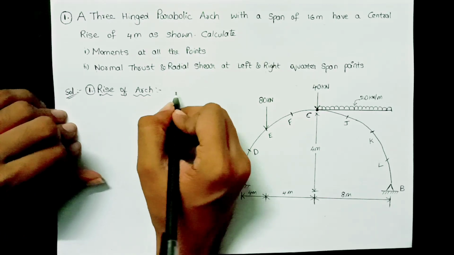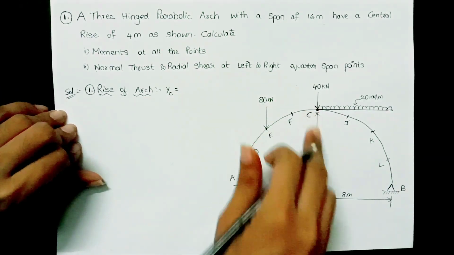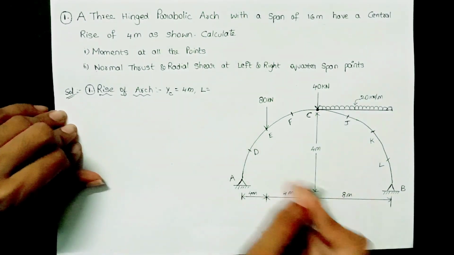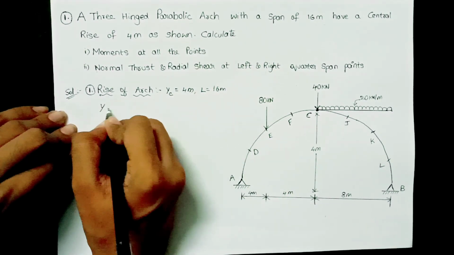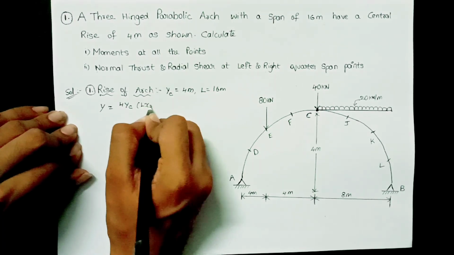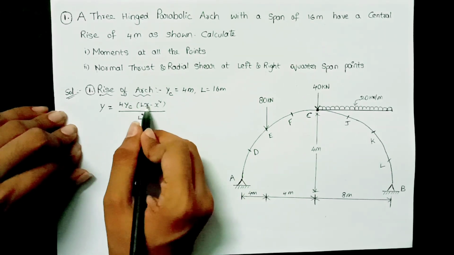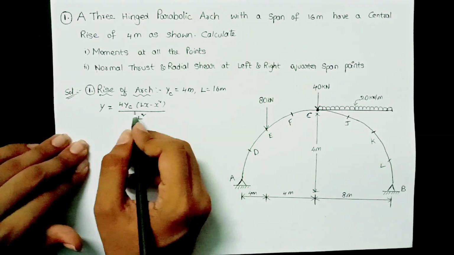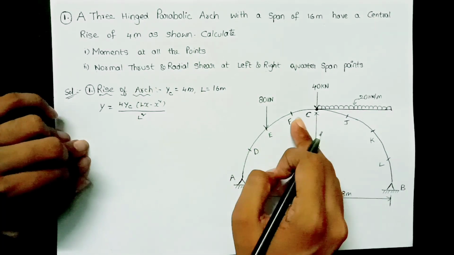Before calculating the rise of the arch, first we should write the given data. YC, that means the central rise, is given as 4 meters, and capital L, that means the span, is 16 meters. So we have to substitute these values in the parabola equation. In the introduction video I explained the parabolic equation. This is the formula for the rise of the arch: 4 YC into (Lx minus x square) divided by L square. Now we use this formula for D, E, F to calculate the rise at each point.